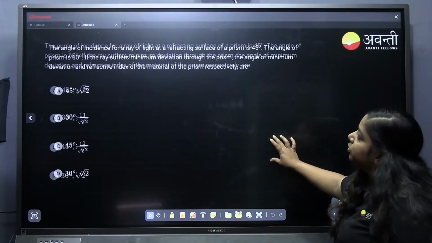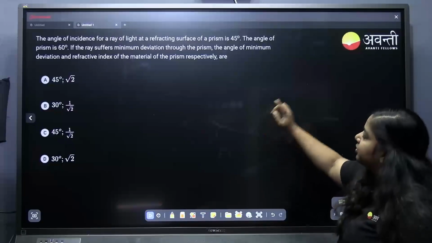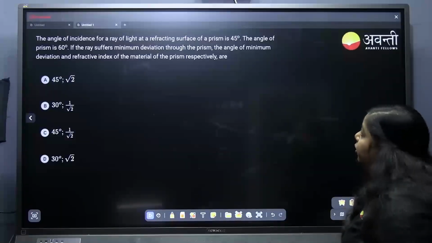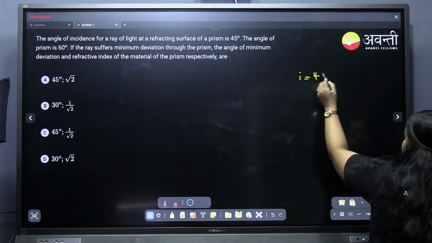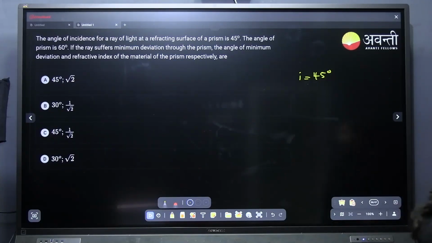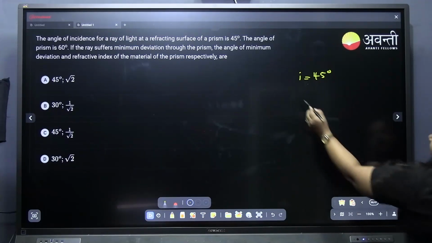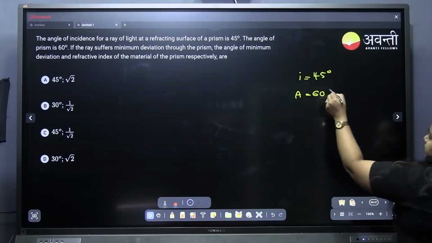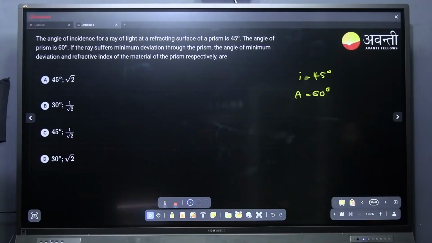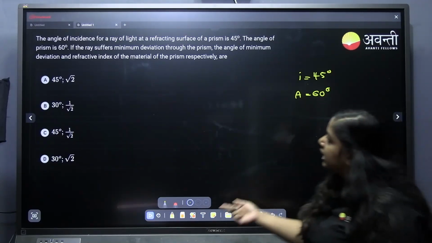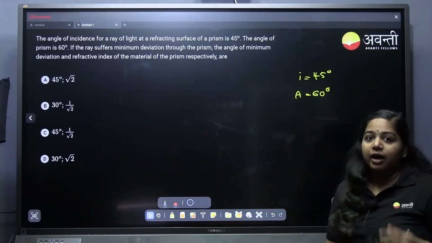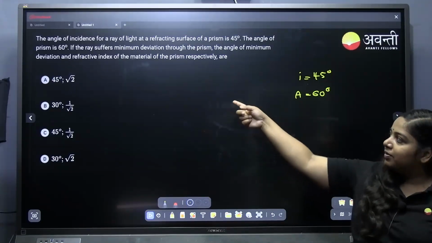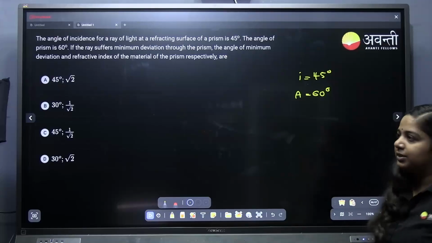The angle of incidence for a ray of light at the refracting surface of a prism is 45 degree. So angle of incidence equal to 45 degree. The angle of prism is 60 degree, A is equal to 60 degree. The ray suffers minimum deviation through the prism. The angle of minimum deviation and refractive index of the material of the prism respectively are? So we have to find minimum deviation and refractive index.